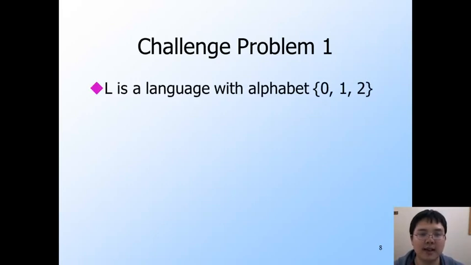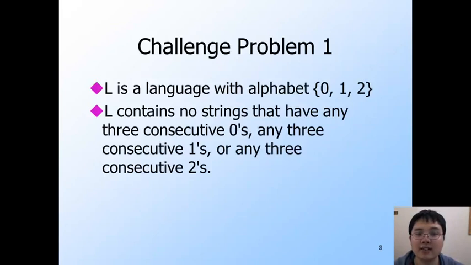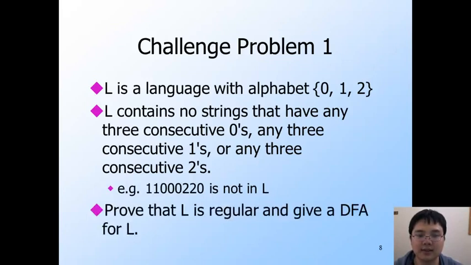The problem says that L is a language with alphabet 0, 1, and 2. L contains no strings that have 3 consecutive zeros, 3 consecutive 1s, or 3 consecutive 2s. For example, the string 11000220 is not in L because it contains 3 consecutive zeros. The task is to prove that L is regular and then give a DFA for L.